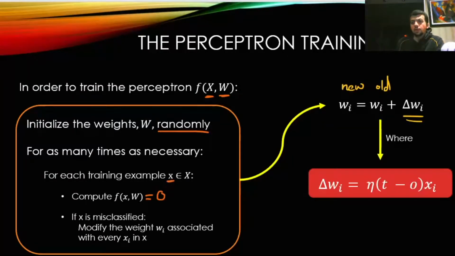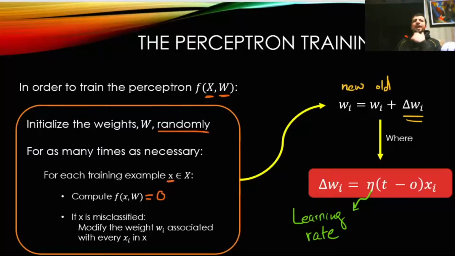So how should we find this delta Wi, this little tweak? How should we know that? Should we increase Wi? Should we decrease Wi? Depending on the output that our perceptron has produced. So delta Wi is computed as following. This is actually the actual perceptron training rule. It has a few components here. One is eta. We also call this the learning rate.